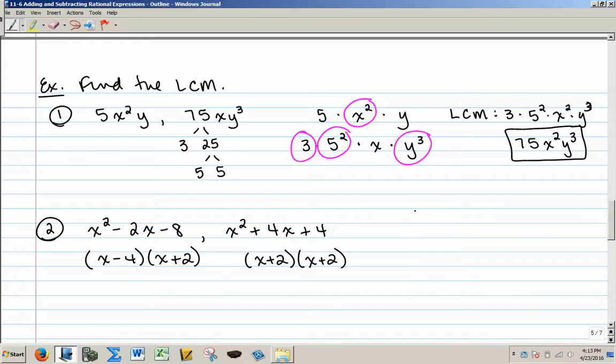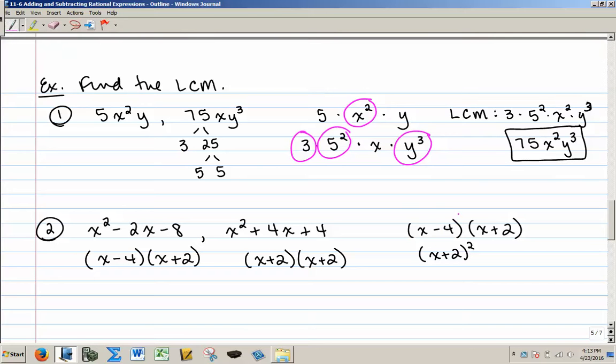So my first term factors into an x minus 4 and x plus 2. Those are my two factors. My second one factors into an x plus 2 squared. So notice I actually only have two distinct factors. One of them is an x minus 4, and one of them is an x plus 2.